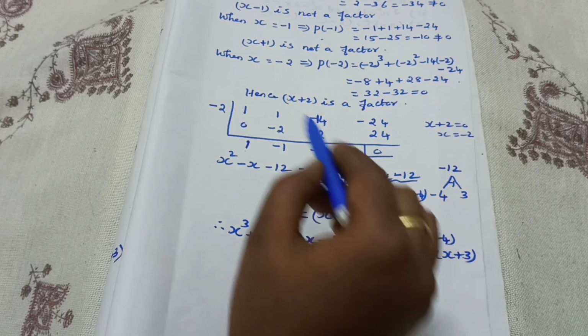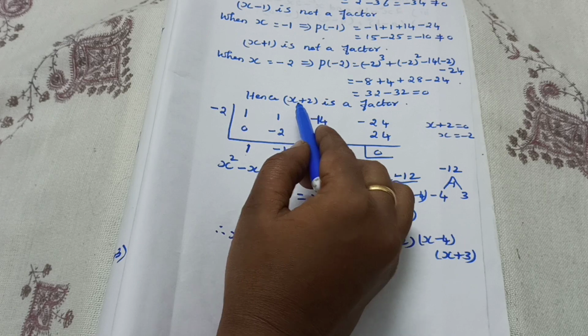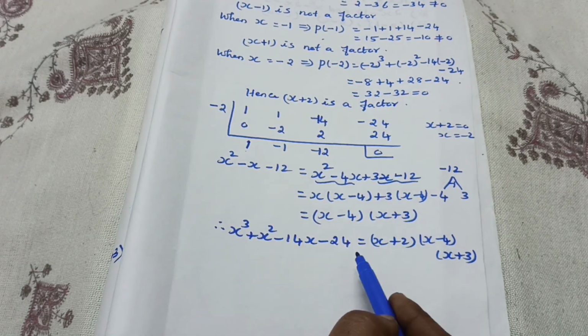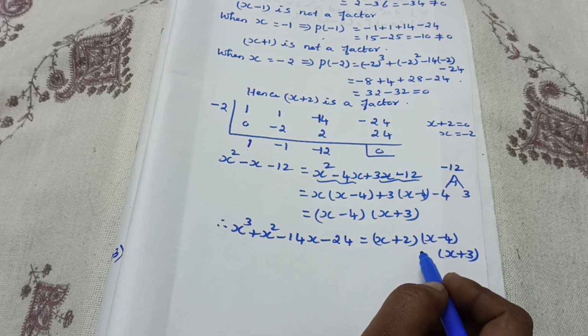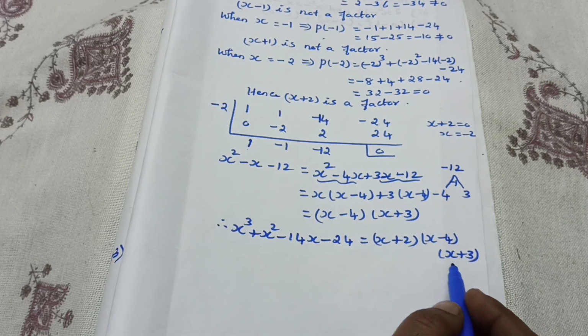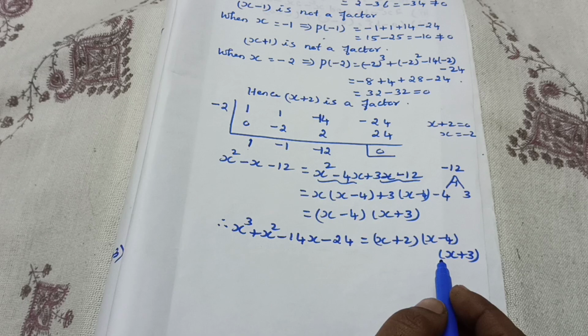Therefore, the answer is, already we got 1 factor, here 2 factors. Total how many factors? 3 factors. What's the answer? x plus 2 into x minus 4 into x plus 3. Okay, correct? Do you get the answer?